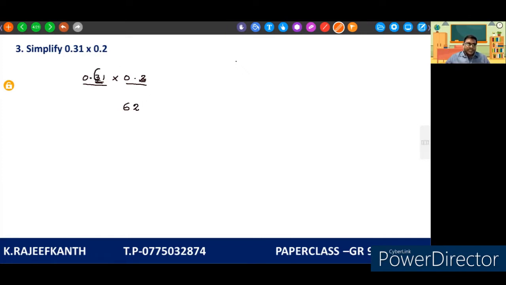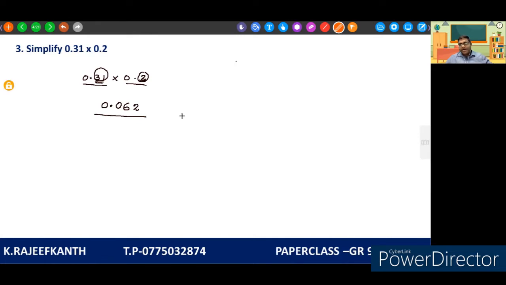Because here there are 2 digits after that decimal point, here 1 digit. Then totally we should have 3 digits after that decimal point. Here there are 2 digits, then we have to add a 0. Now we have to place the decimal. Then after this point there are 3 digits, then we have to put a 0.